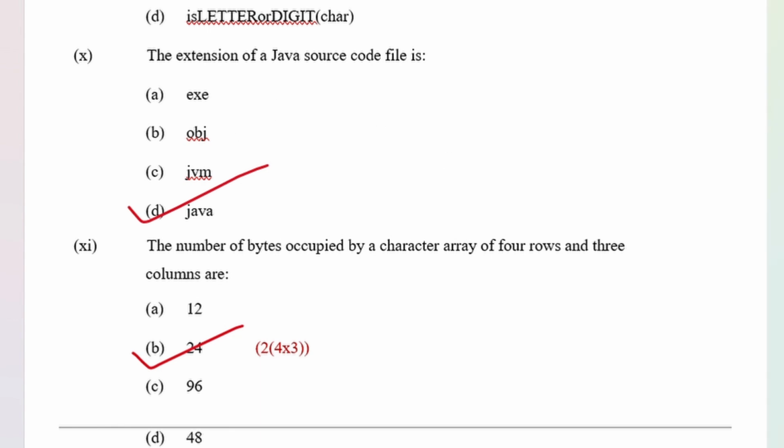The number of bytes occupied by a character array of 4 rows and 3 columns. What is the size of a character? The size of a character is 2 bytes. 4 rows and 3 columns means there are 12 characters. So the size of the array is 2 into 12, which is 24. 24 bytes is the size of the character array.